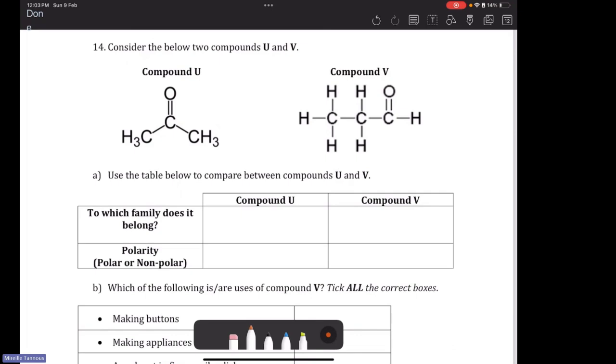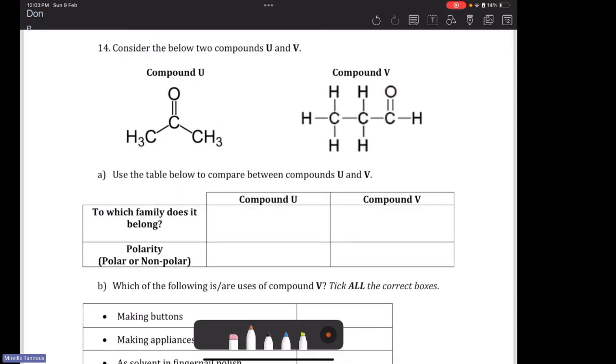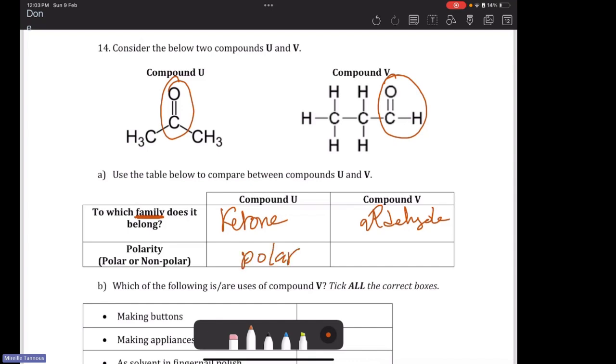This is a question that came in the end of term exam last year. They asked for the family. Pay attention: we cannot answer carbonyl. It will be considered wrong. Family means I have to say ketone or aldehyde. If you write carbonyl, you lose the mark. Polar or non-polar? All polar. Memorize for the end of term exam: only alkane, alkene, alkyne are non-polar. Finish. The rest of the lessons are polar.